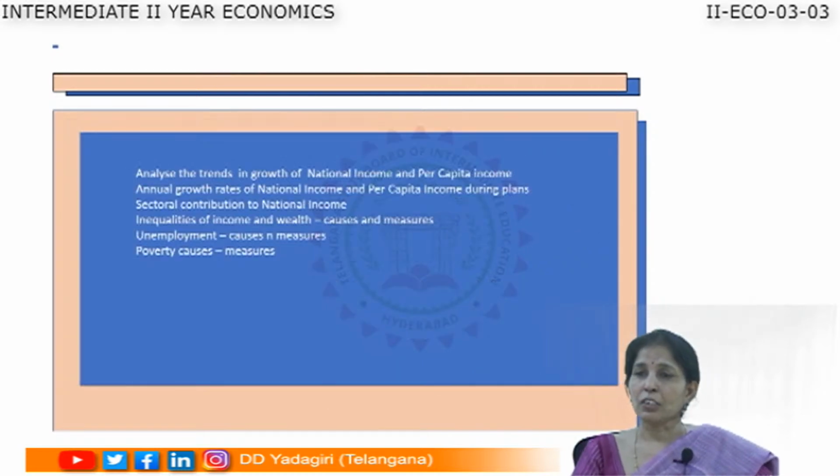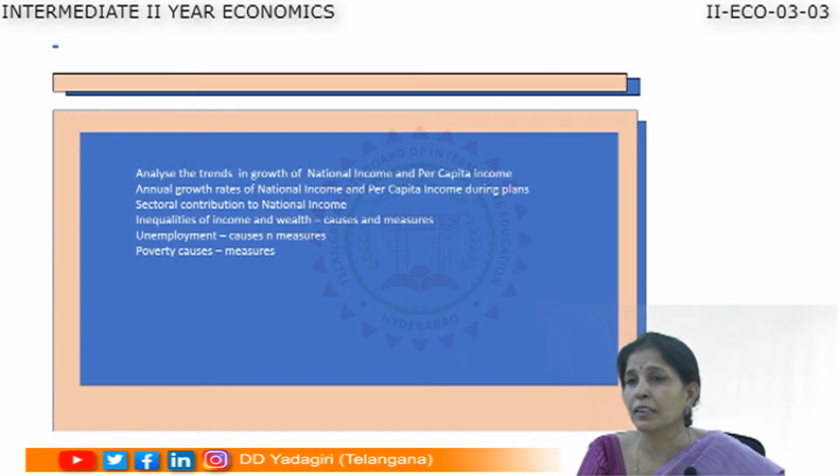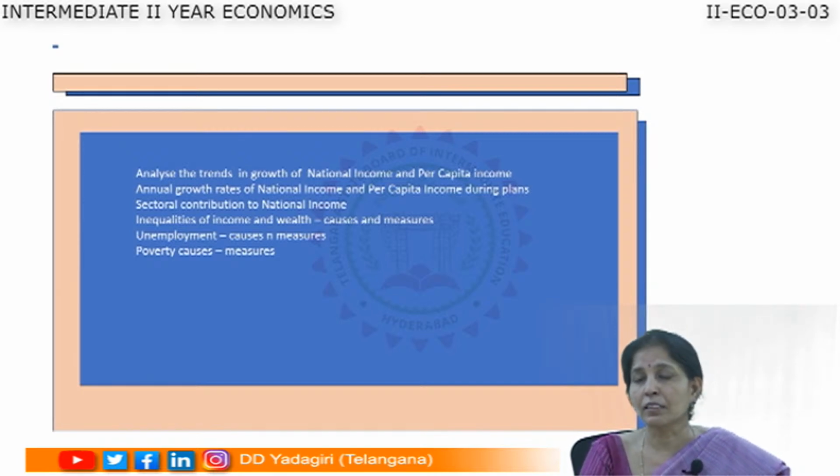Now, this is the end of the chapter, and here are the topics you need to understand and be able to answer. Analyze the trends in the growth of national income and per capita income, talk about the growth rate of national income and per capita income, and the sectoral contribution, how much each sector contributes to national income from the 1950s to the present year. The three important 10-mark questions will be inequalities of income and wealth, causes and measures; likewise, unemployment causes and measures, and poverty causes and measures. With this, we have completed the chapter, and this chapter is very important from the examination point of view. Thank you.